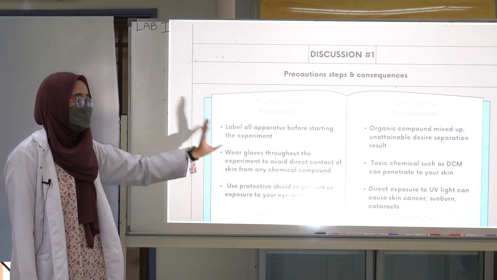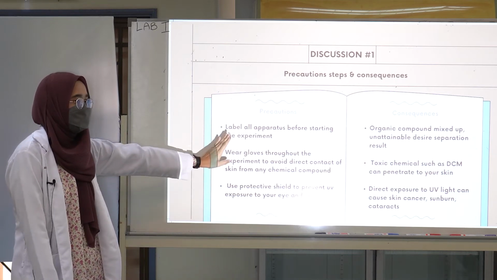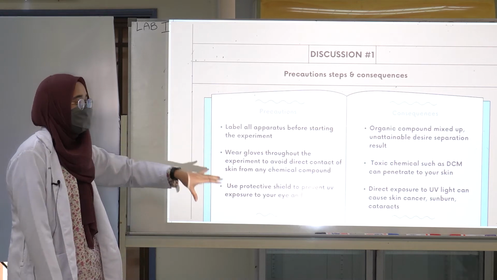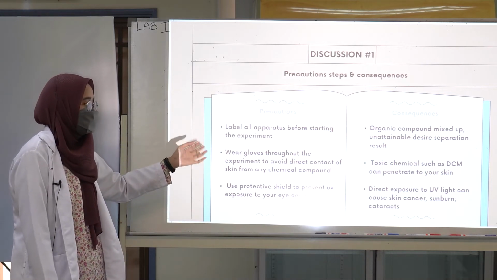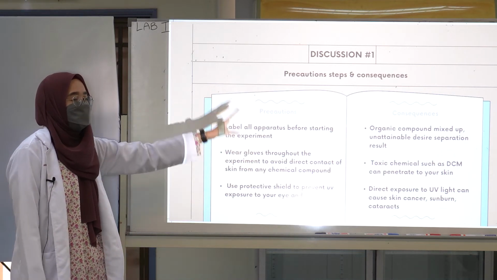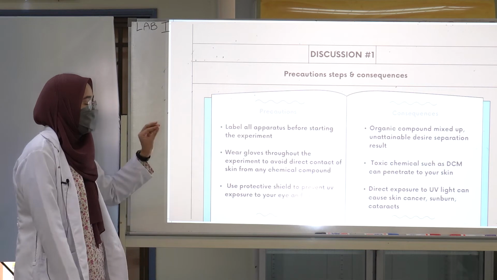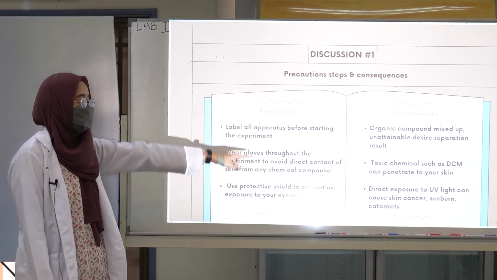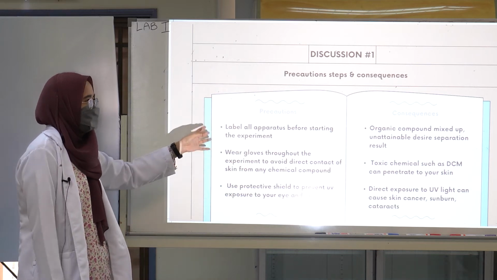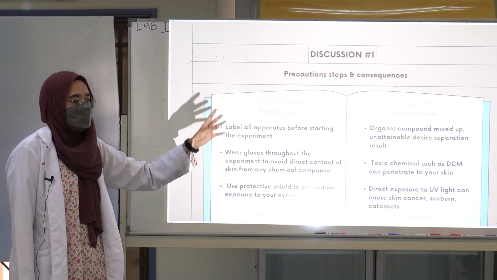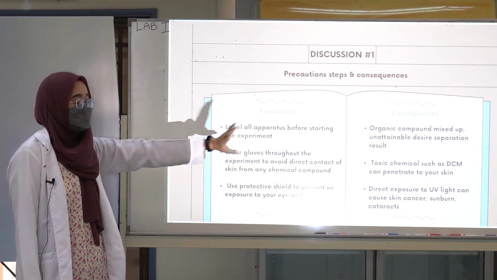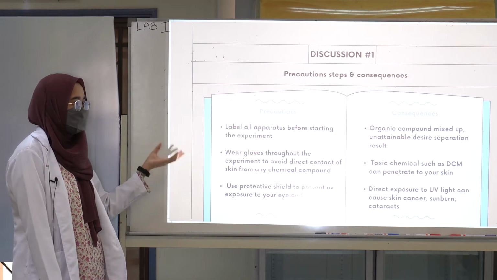So the first precaution, I only take 3. There's a lot actually. You can write from the laboratory manual, but for the first precaution, you have to label all of your apparatus before starting your experiment. If not, you're just going to mix up all the organic compounds, or the anhydrous sodium sulfate you're using just now. You don't want to mix it with other granules, so you have to label it, as well as your flask. You don't want to mistakenly put your base into your acid flask, because you're going to get an unattainable desired separation result. You're not going to get the result that you want.